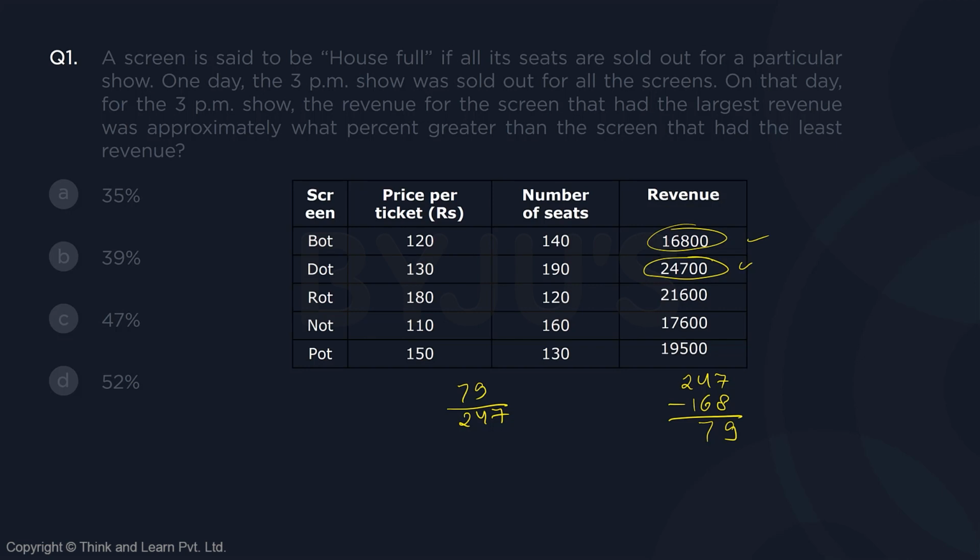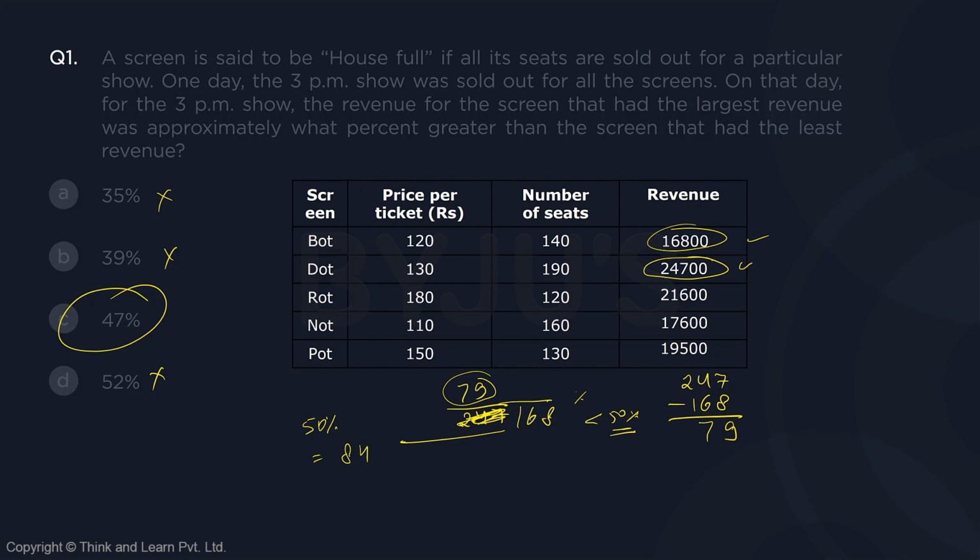Sorry, my mistake. This is 168, right? Because we need to compare it with the smallest revenue. Yeah. So now you can see that half of this, 50% of this is what? 84. This is 79. So can I say this percentage should be less than 50%, slightly less than 50%? And if you look at the options, this is ruled out, this is ruled out, this is ruled out. The only option left is 47, because answer has to be slightly less than 50%.